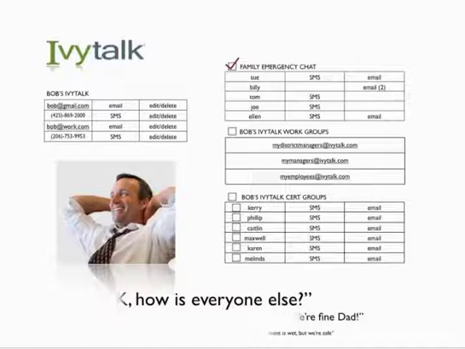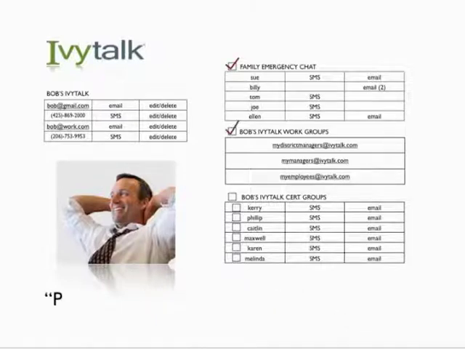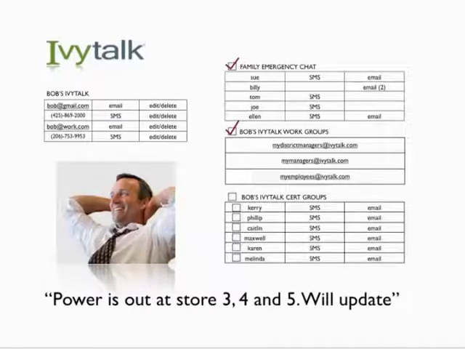Now that Bob has accomplished this, he immediately reaches out to his team at work. Bob has set up several groups and subgroups for his work colleagues, and he can easily send messages and dispatch instructions to his team. Because all of his direct reports have also entered their personal contact information into Ivytalk, his team is responding and rebounding quicker than anyone else.